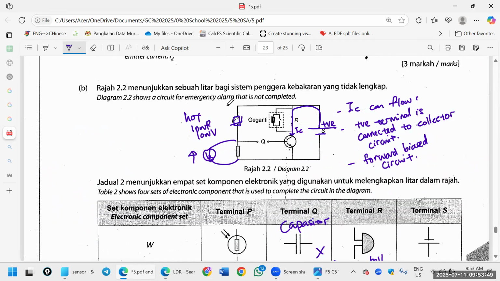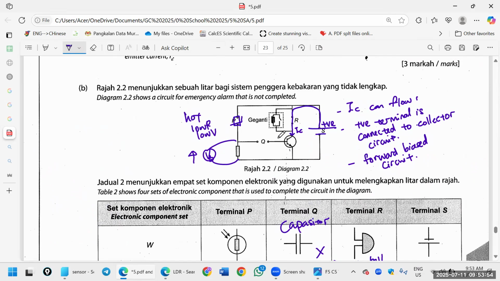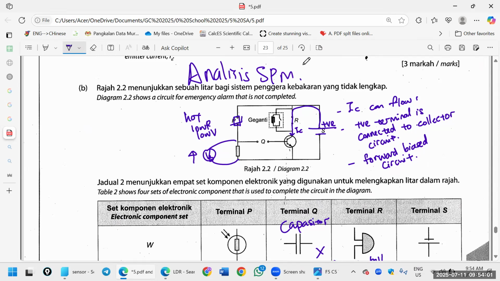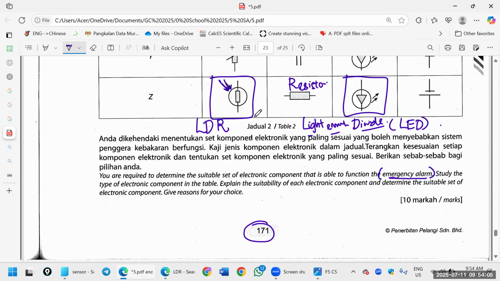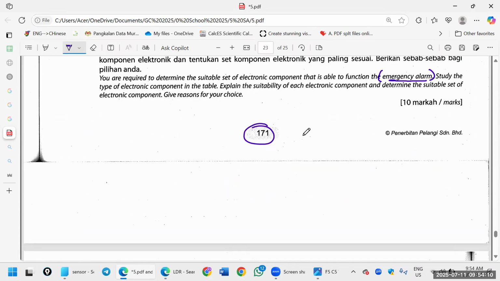Okay? And I think like this, just now we learned the 4 sentences. Then you can complete your analysis SPM already. Tell your friend, please maybe write on the whiteboard today. Please do up to page 171 and then analysis SPM. How to light up we can do now already. Okay? Tell your friend.